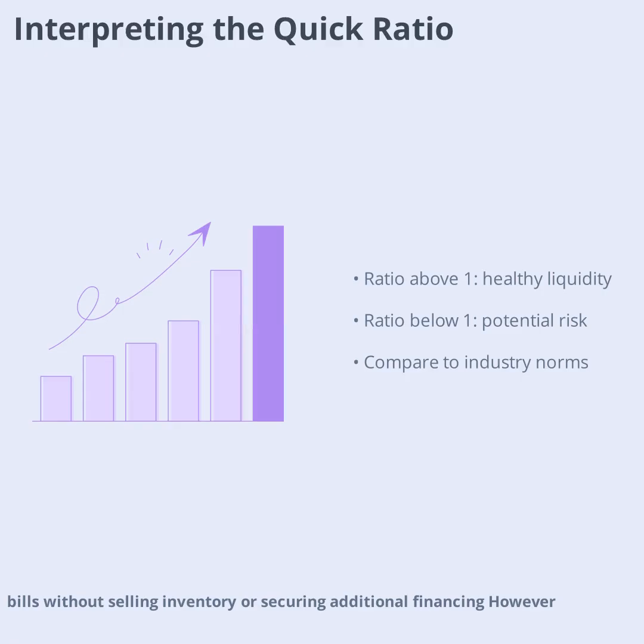However, a very high quick ratio isn't always better. It could mean the company isn't using its assets efficiently. Context matters, so always compare the quick ratio to industry averages and historical trends.